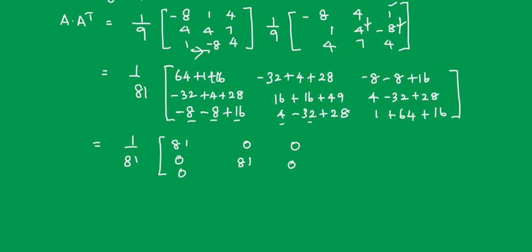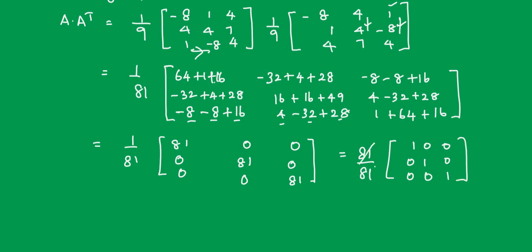Next, 4 minus 32 plus 28 gives us 0. 16 plus 1, 17, plus 64 gives us 81. Now take 81 outside: 81 by 81 into [1, 0, 0; 0, 1, 0; 0, 0, 1]. Now this is the unit matrix. A into A transpose we got is equal to the unit matrix, which is the identity matrix of order 3.